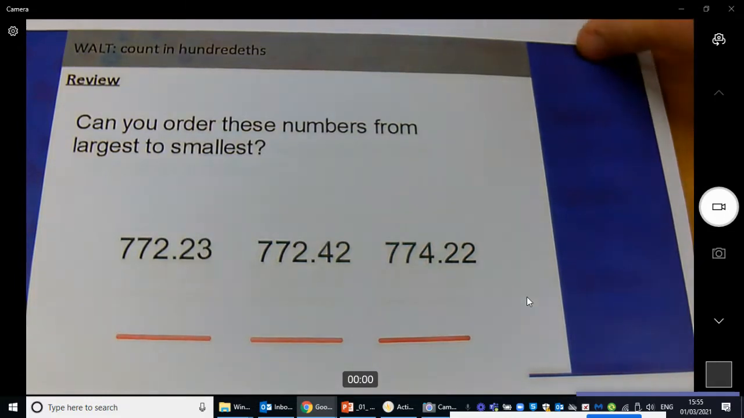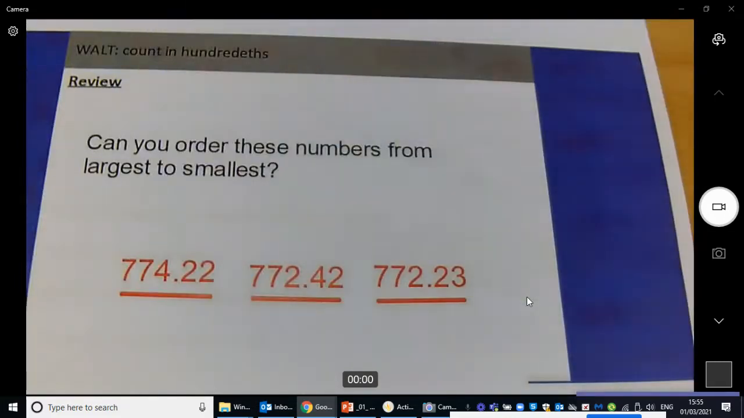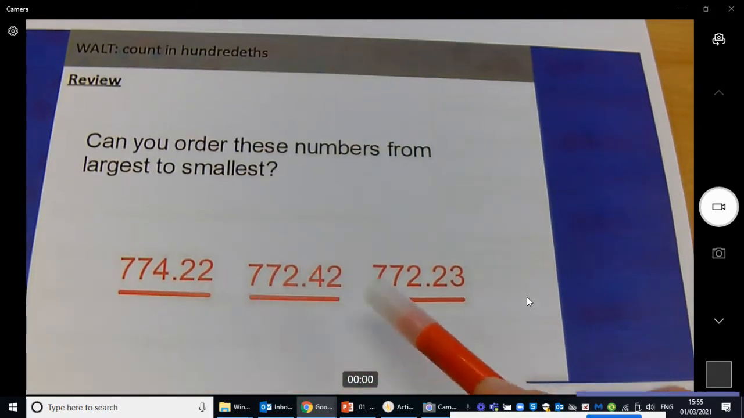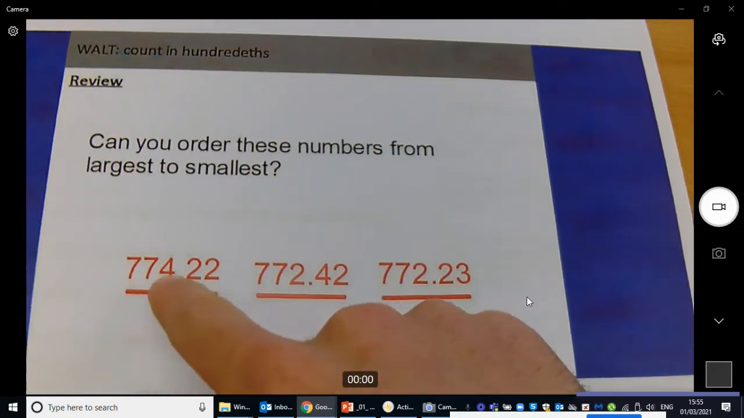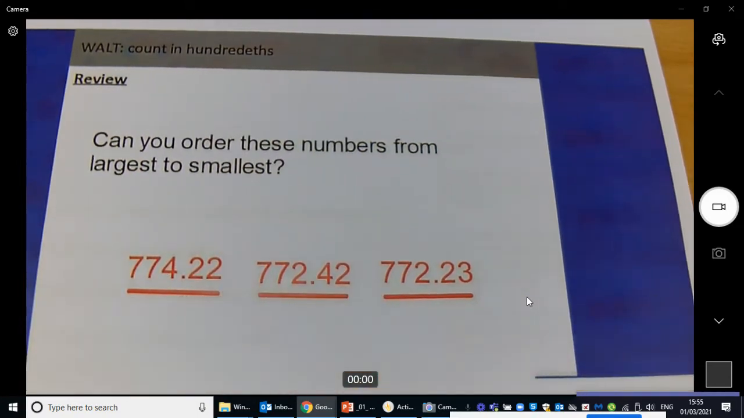Right, guys, let's have a look. So remember, from largest to smallest. So we look at the largest place value, which is the same in these, with the hundreds. Then the tens, which again are the same. Then the ones, and that's where they start to differ. And finally the tenths, and then the hundredths.